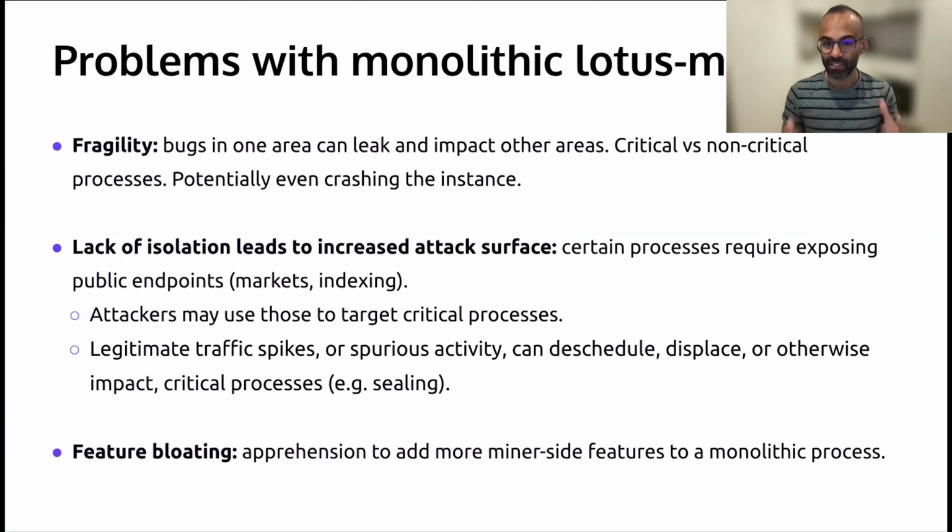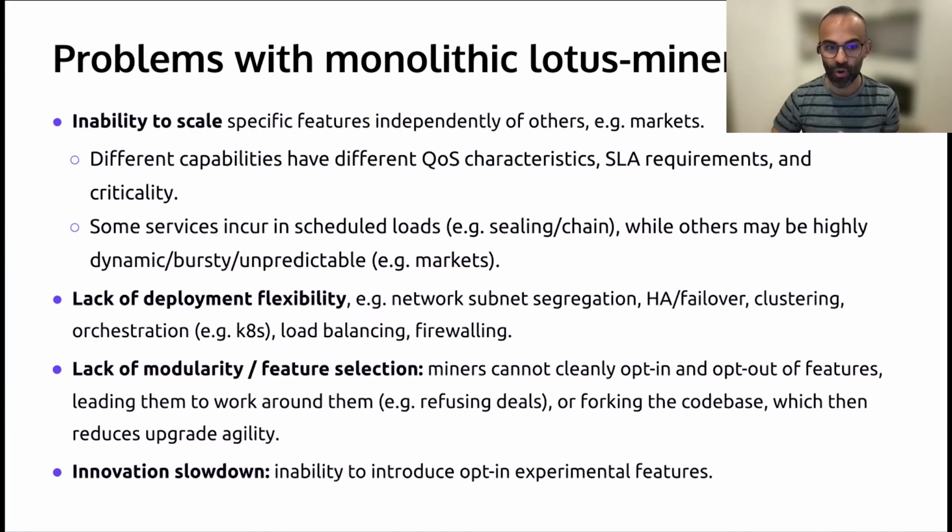we really don't want to continue bloating this one thing that miners are running, because it's going to make them even more apprehensive about adopting those features. Other problems are that it's hard in the current arrangement to scale specific features independently of others, no matter that they have different quality of service characteristics, SLA requirements, or criticality. As I said before, some activities are scheduled, like the sealing activity, which can be predicted ahead of time, but other activities might be unpredictable and bursty, and this is very incongruent, one thing with the other, and we need to fix that.